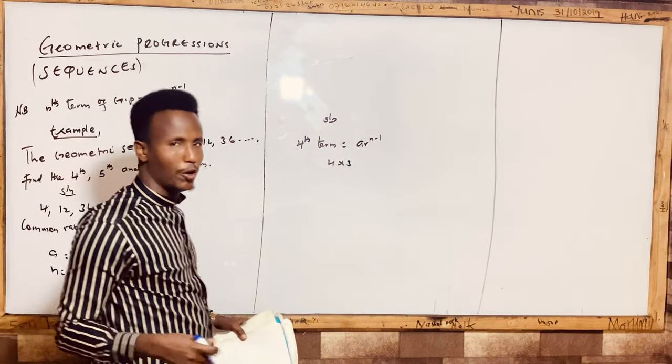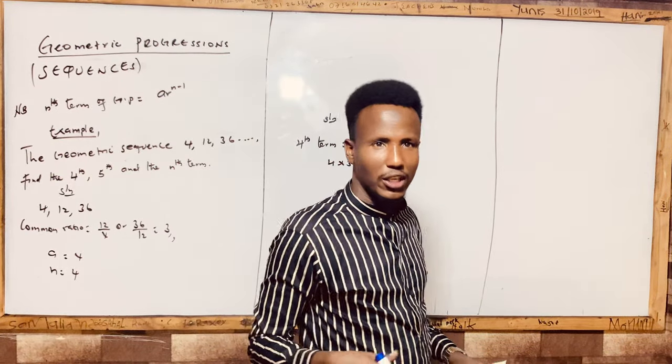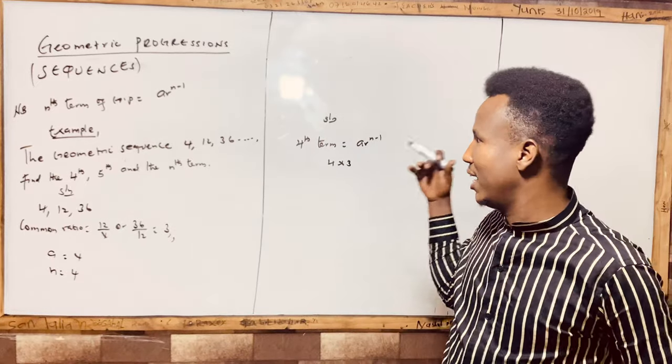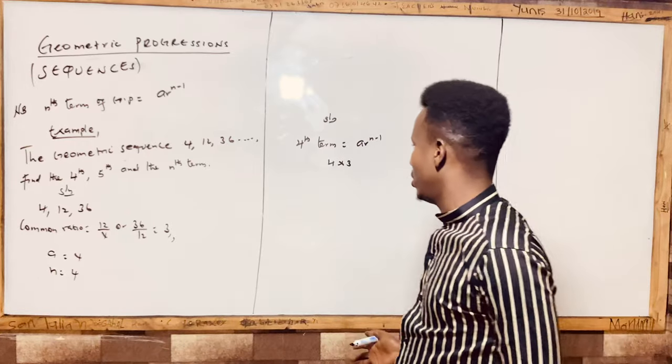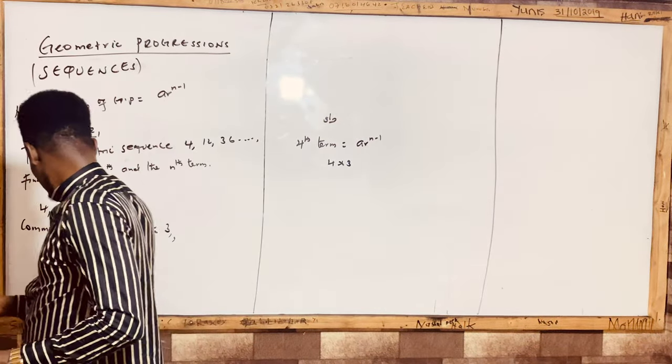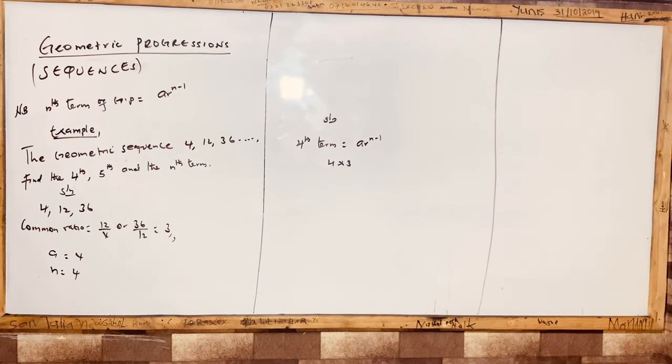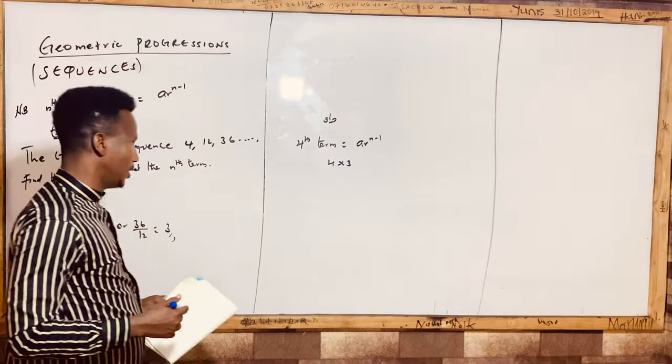I'm sure if you have watched our previous video on arithmetic sequence, you'll digest this one. But if you have not gone to that video and have not taken time to understand, then in this concept of mathematics you may have a problem. But don't forget that your n is always the number stated in the question, okay?